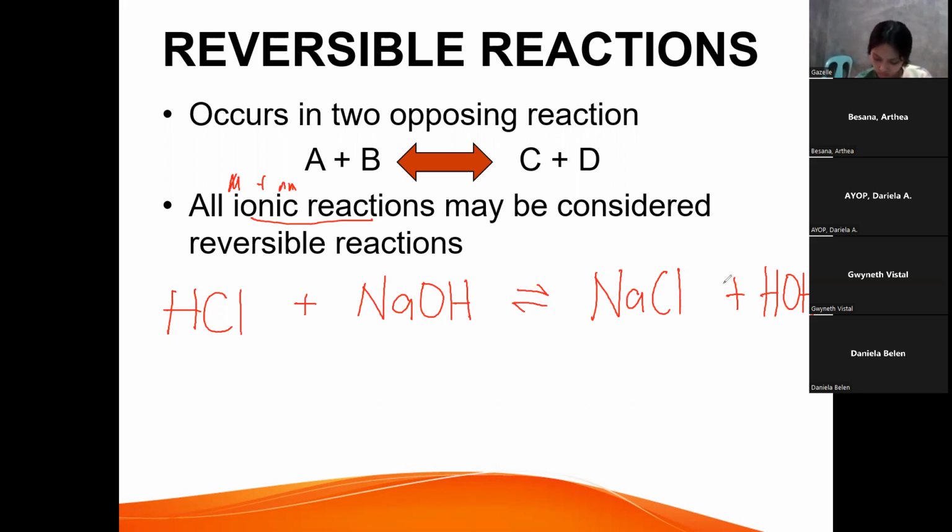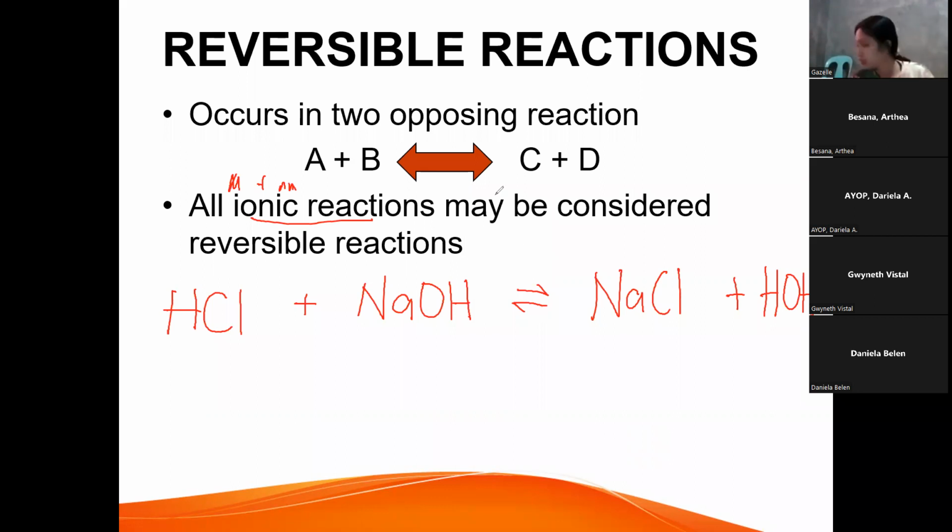So this one is an ionic reaction. It involves ions, no? And combination of a metal and a non-metal, or yung salts, involvement of salt here. We have the salt, sodium chloride here. Pwede itong ma-reverse. Si hydrochloric acid mag-combine or magre-react with sodium hydroxide to form these compounds. Sodium chloride plus water. Pero pwede din natin siyang i-reverse. Sodium chloride will react with water to form, baliktad, ito na yung magiging product, hydrochloric acid and sodium hydroxide. Again, this is an example of a reversible reaction.